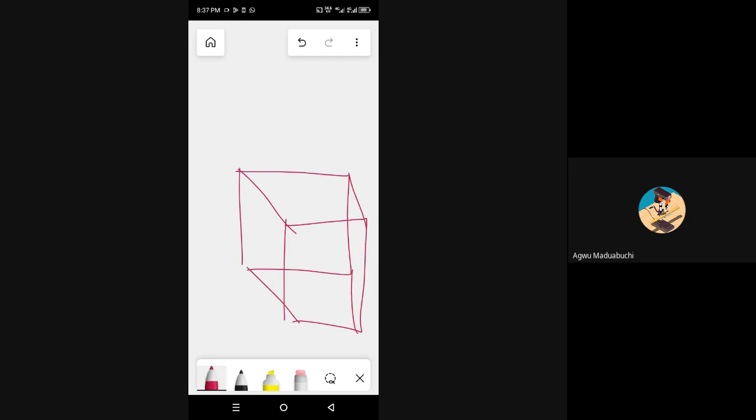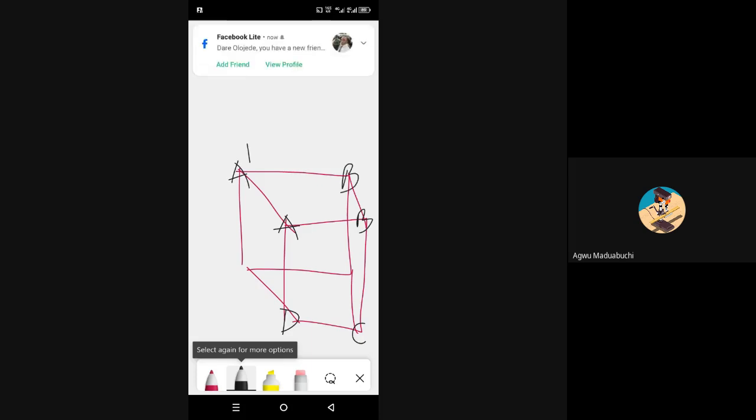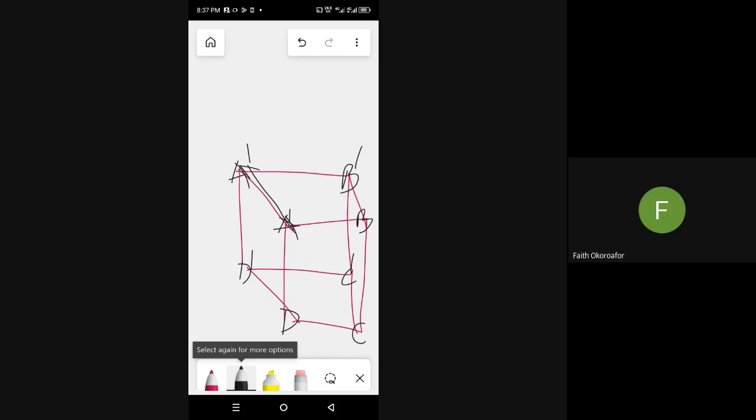Can you see my whiteboard? Yes, sir. This is A, B, C, D. So this is A prime, B prime, C prime, D prime. If they ask you to measure A and A prime, that's the thickness of the prism. Shall I say that again? If they ask you to measure A and A prime, you should measure the distance between A and A prime. That's the thickness of the prism. All right. So can we return to our video? Yes, sir.